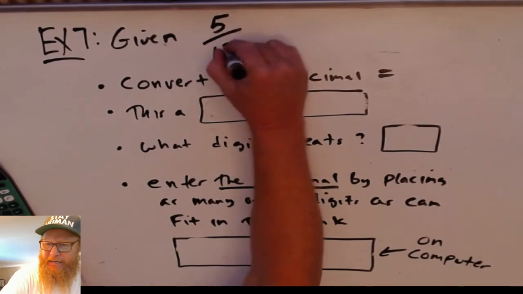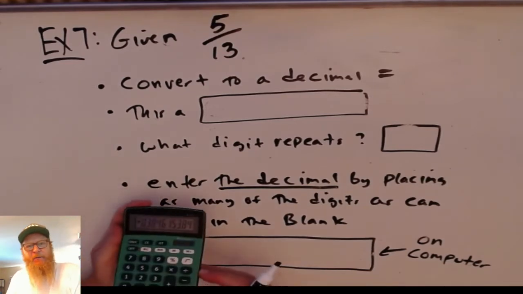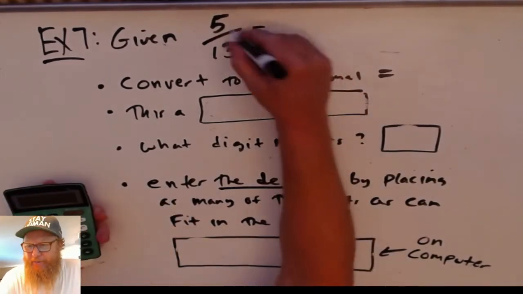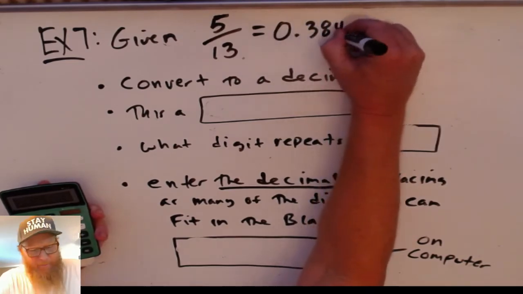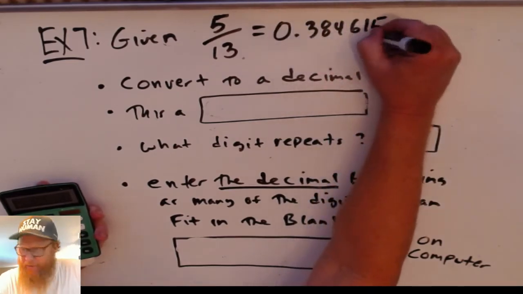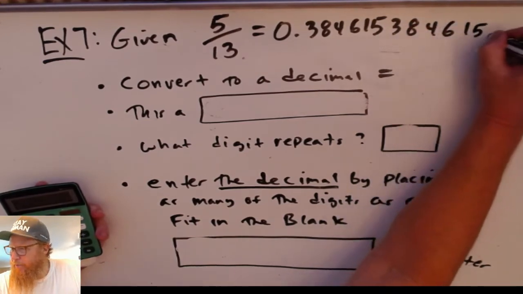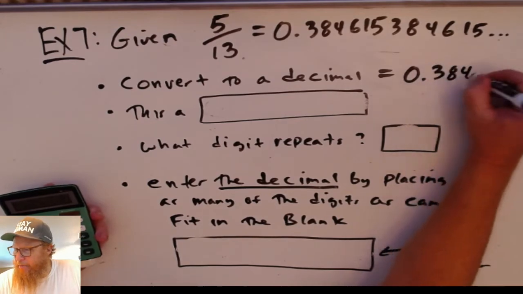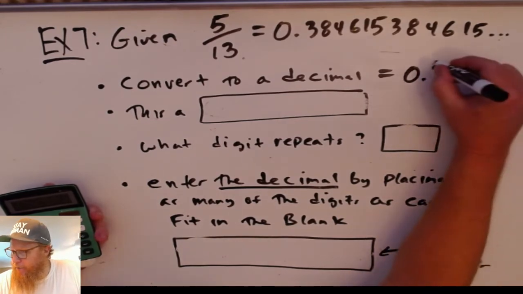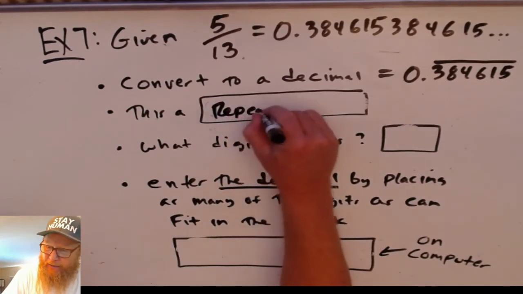Five 13ths. So I already did 5 13ths for you. It's 5 divided by 13, 0.384615384615. So you'd say 3, 8, 4, 6, 1, 5 with a bar over it. This is a repeating block.